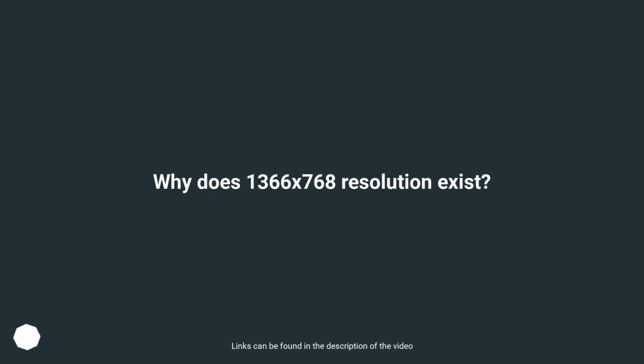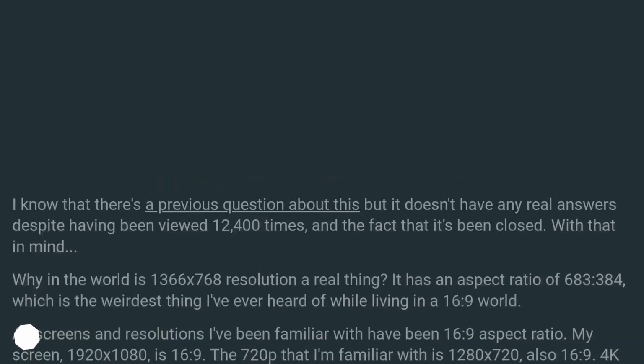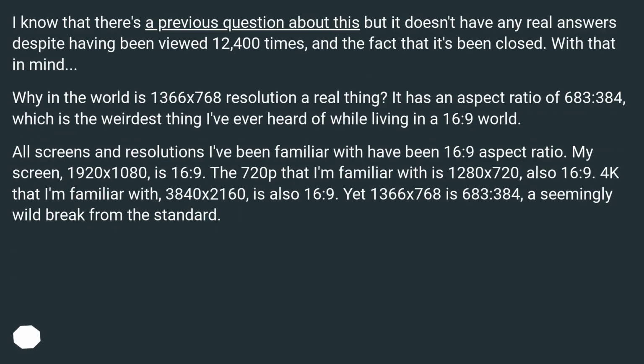Why does 1366 by 768 resolution exist? I know that there's a previous question about this, but it doesn't have any real answers despite having been viewed 12,400 times, and the fact that it's been closed. With that in mind, why in the world is 1366 by 768 resolution a real thing?